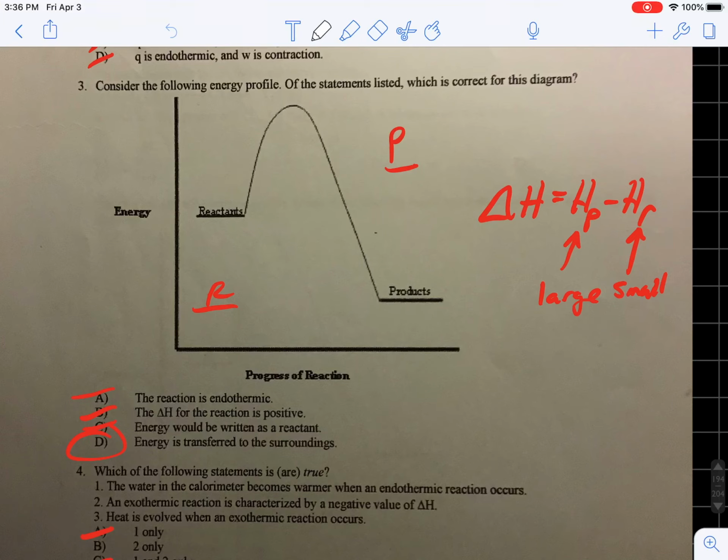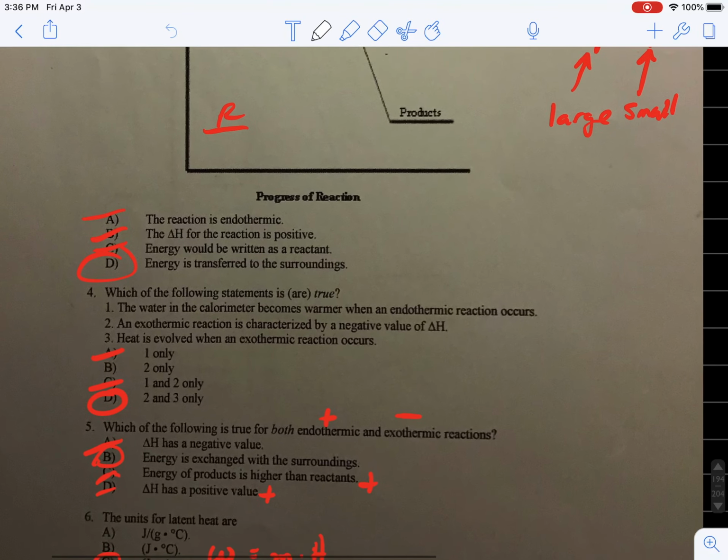We have to go all the way back to October and November when we said that when you're writing an equation, if energy is added, you put it on the reactant side. If energy is produced, you put it on the product side. So that's out. So this is an exothermic reaction, which means the answer is D. Energy is being transferred to the surroundings.